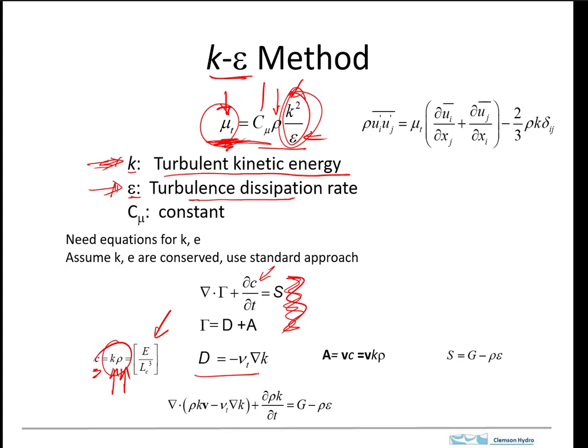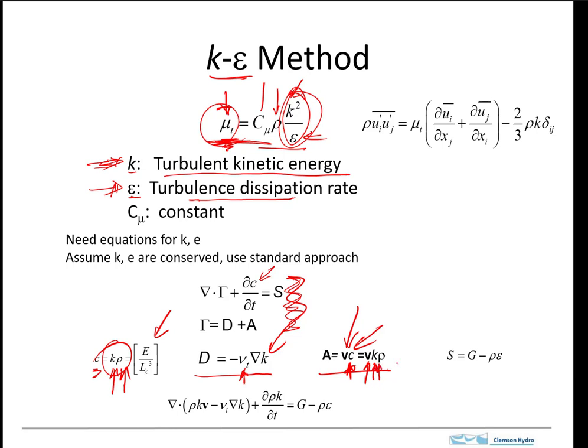The diffusion term is the gradient of K times the kinematic viscosity. The advection of turbulent kinetic energy is the velocity times C, right? That was just our standard approach for advection. It's just the velocity times our dependent variable there. We substitute in and we get velocity times K times rho.